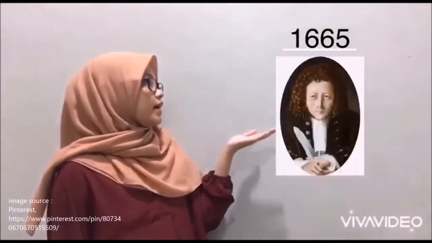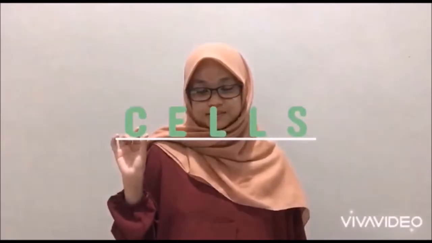Who actually discovered cells? In 1665, an English scientist named Robert Hooke was the first person to name the cells. He was examining a piece of cork under the microscope that he invented. From the microscope, he found a small box-shaped structure, and he named the structure cells.